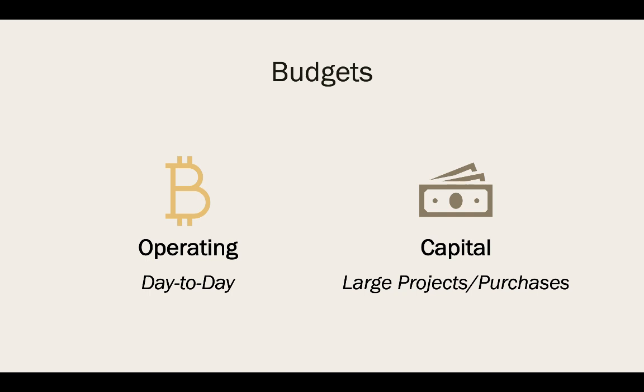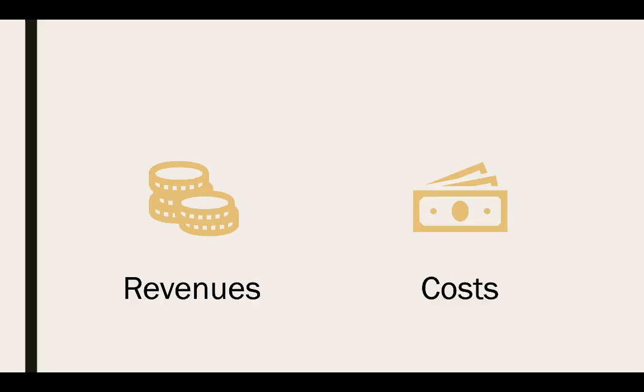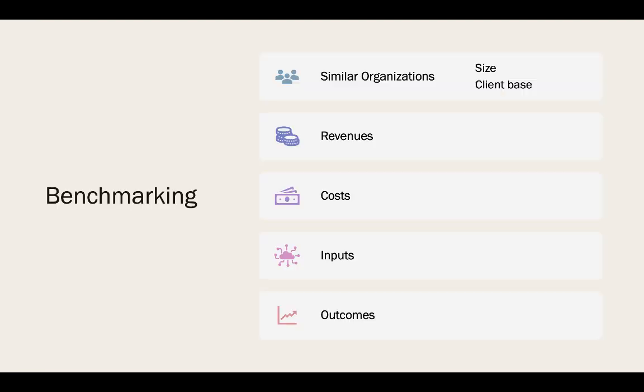So these are long-term, big idea, big purchases in your capital budget versus your operating budgets, which is your day-to-day and changes annually. When we are preparing our budgets, we're interested in two things. We'll boil it down to just these two things: revenues and costs. So, money coming in and money going out.